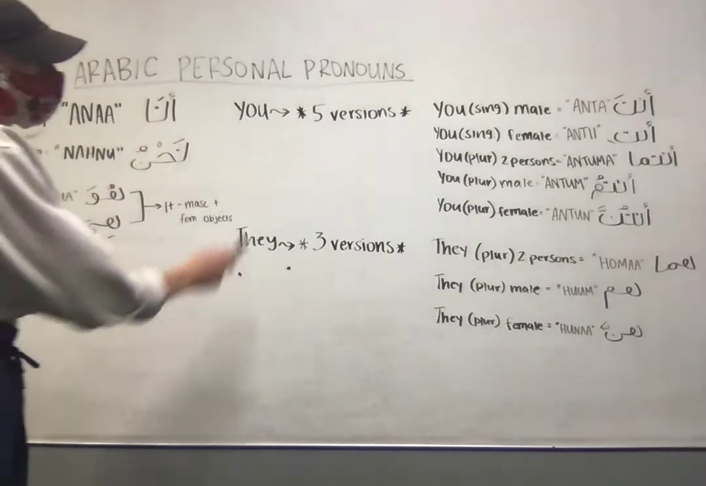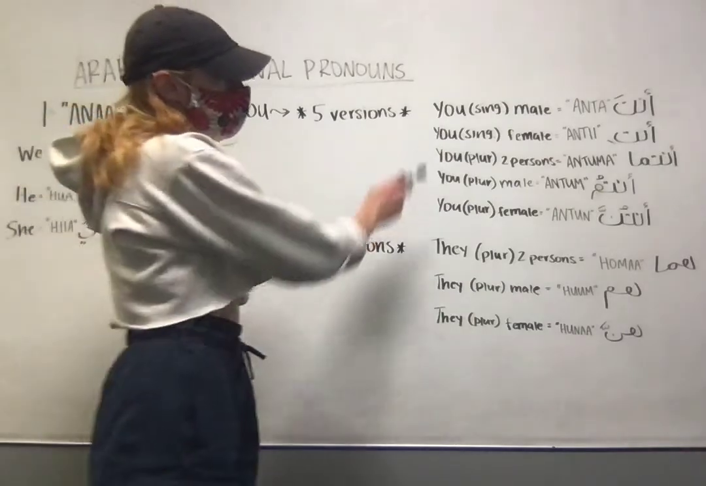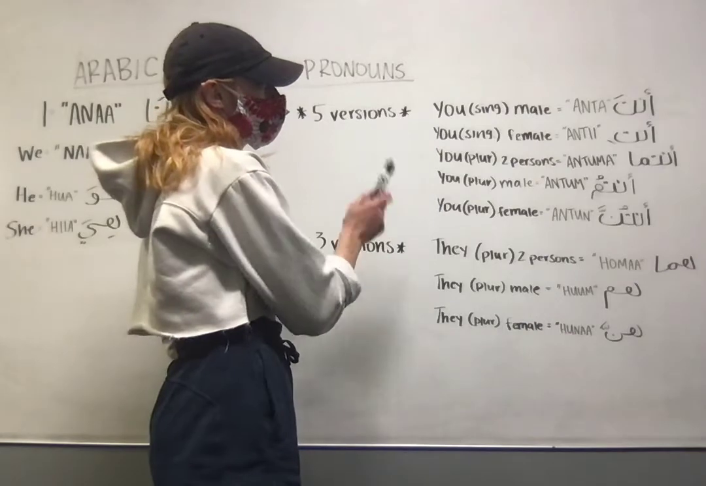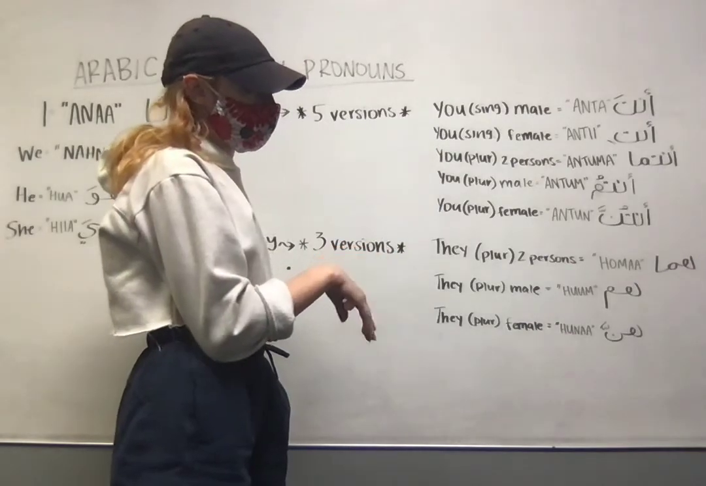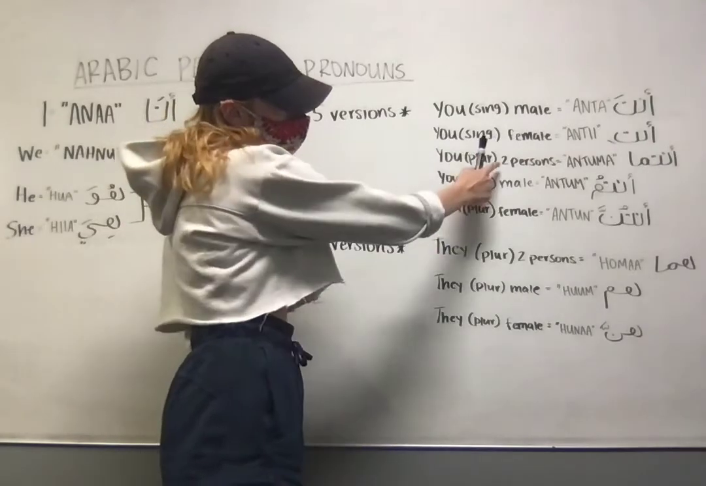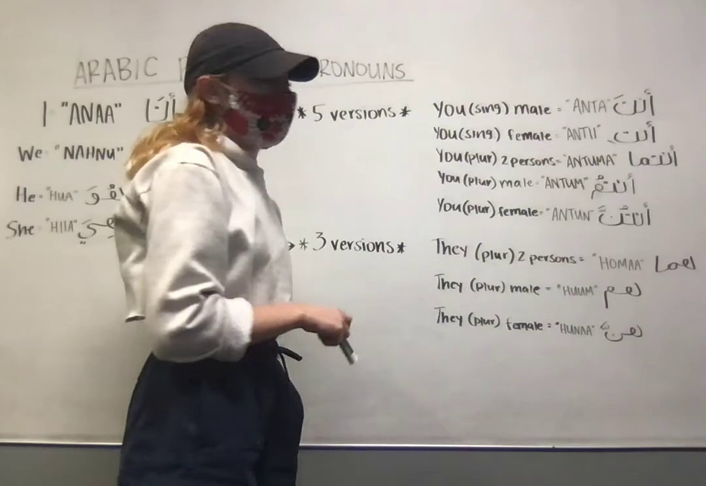And then when you look over here, we have 5 versions of you. So we have the singular version if there's just somebody in front of you and you're talking to them. We have the male and female versions for those. And then we also have 3 plural versions with 2 persons, male and female. So we'll just go down the line with that.